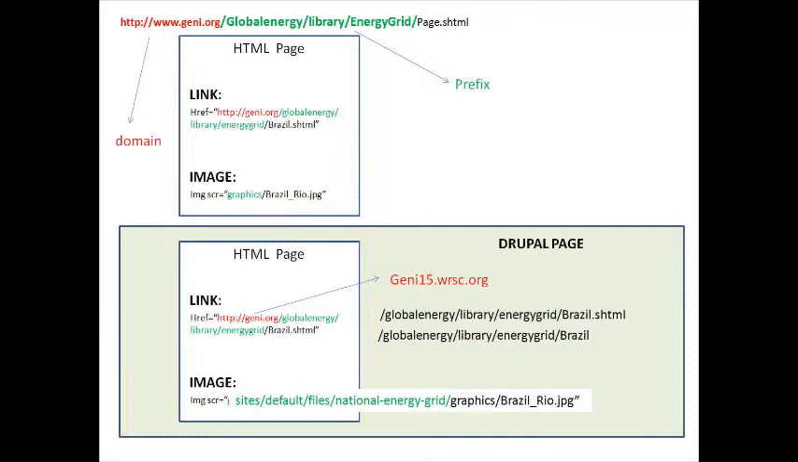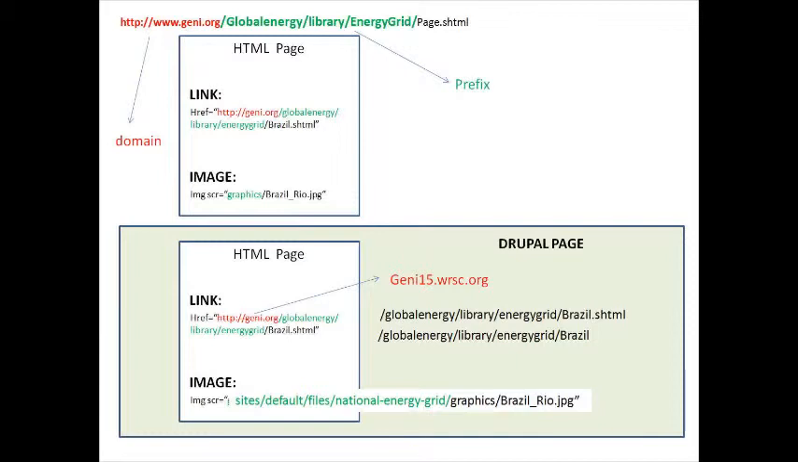Then, when we are setting the parameters in Import HTML, we have to teach Drupal to replace genie.org with nothing. It's just a parameter I will show after. And for images, you have to teach it to include this part, for something like this.